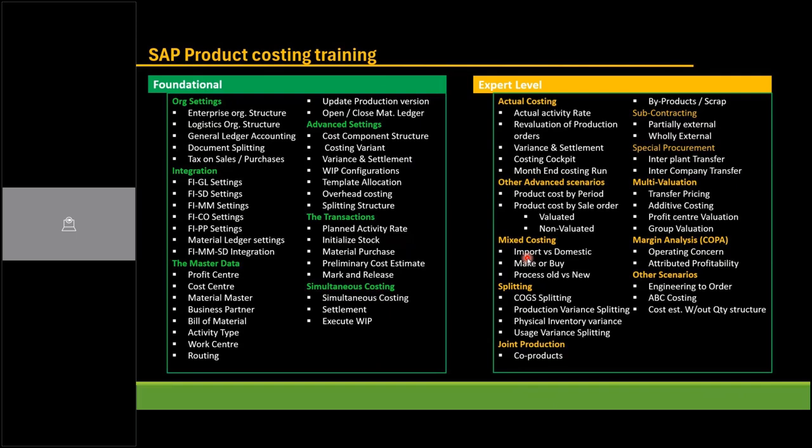Excellent. But why do I need it? Before that, let's ask others. For COPA and product costing, it's mandatory. That is very good. But why is it mandatory? What is something product costing and operating concern is enabling, which I cannot get through FI?